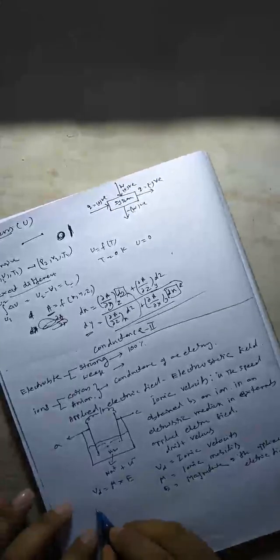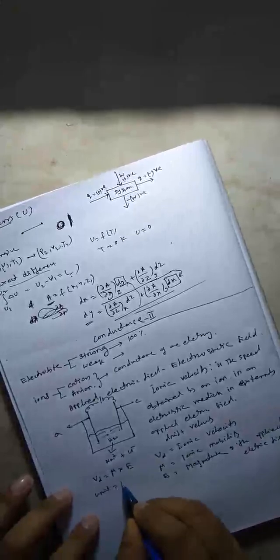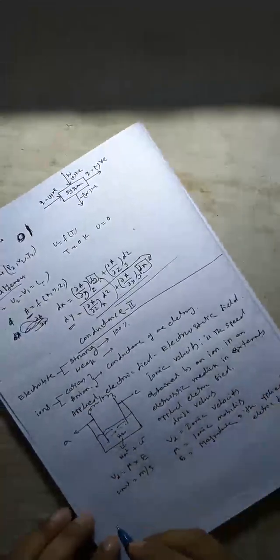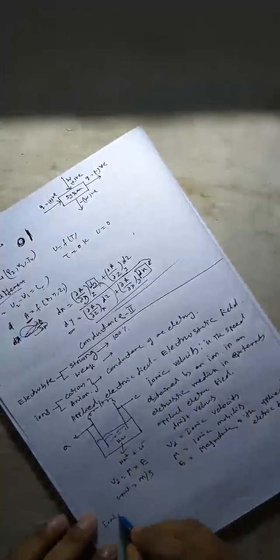This is called the ionic velocity. What is the unit? The unit is meter per second, which is the unit of ionic velocity. Then consider ionic mobility.